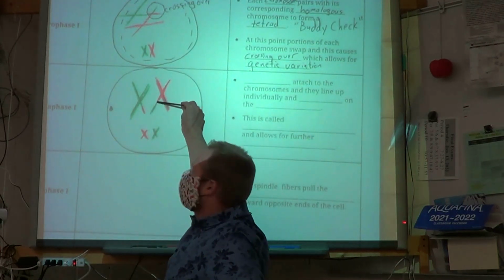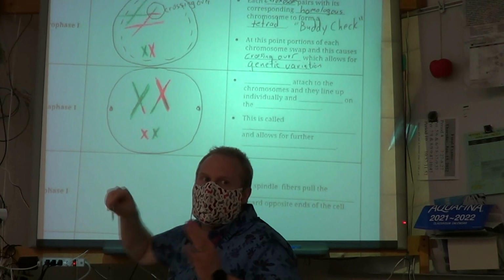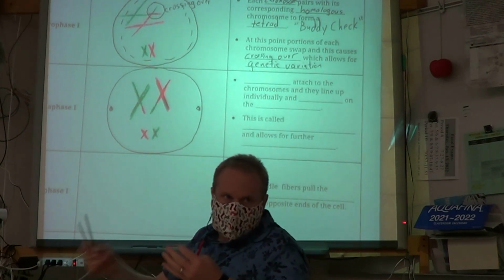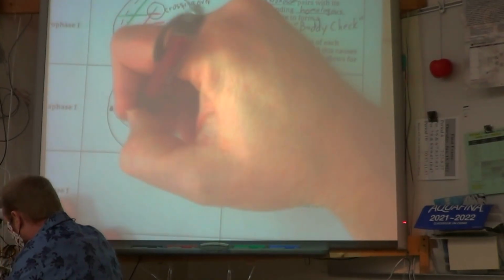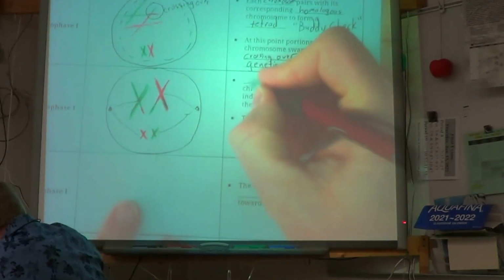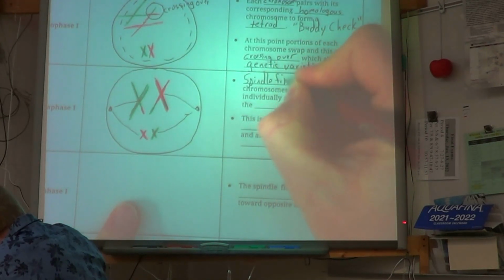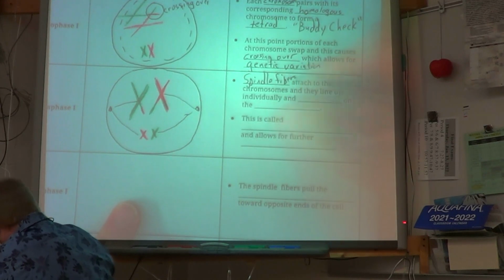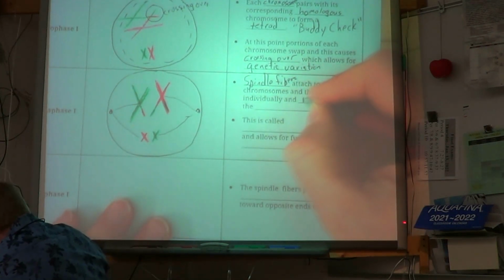Did my first coin flip have any effect on my second coin flip? Or were they independent events? Independent events. Okay, good. They're independent. Okay, now why did they go to the middle? There were those ropes, and what were those ropes called? Yeah, so we have these spindle fibers. The spindle fibers attach to the chromosomes and they line up individually and randomly.